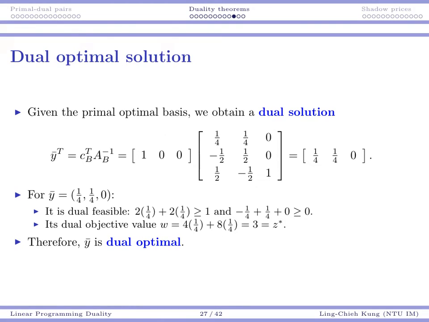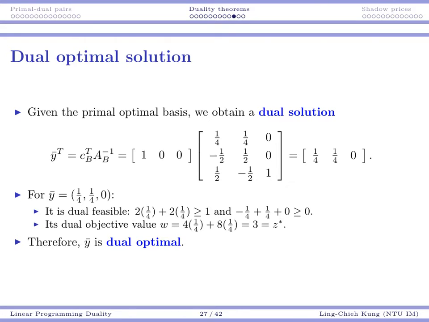Then according to my formula, I can calculate CB transpose, which is already there, and AB inverse. I do the inverse of that AB matrix to get this, and then immediately we get 1/4, 1/4, and 0. So that's a dual solution. We may try to ask whether it is feasible and whether it is optimal. So first, it is feasible, because you may plug in this solution back to all the dual constraints, then everything will be satisfied. And you also see that they are non-negative, so that's good.